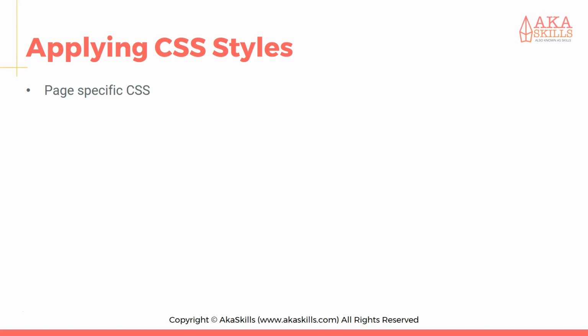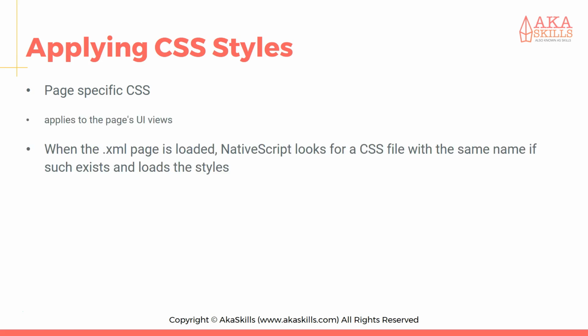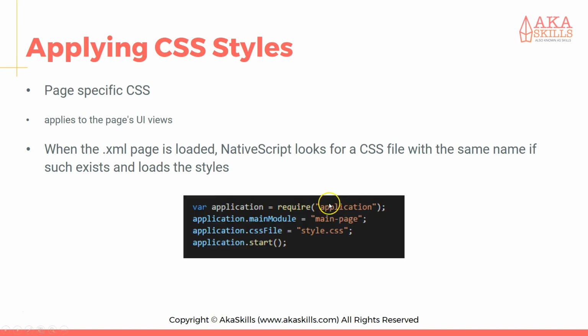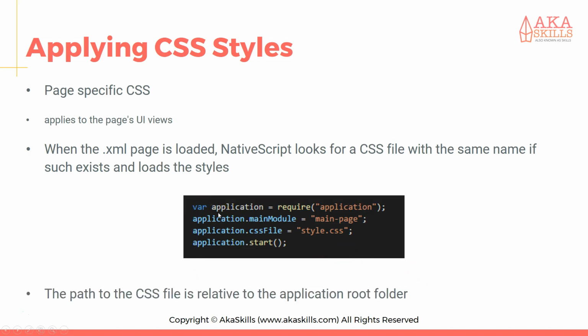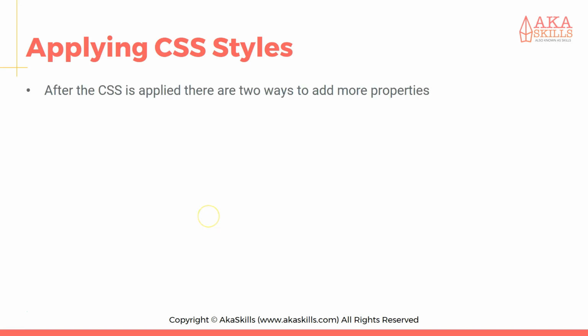The path to the CSS file is relative to the application root folder. Page specific CSS we can apply to page UI views only, and when the .xml page is loaded, NativeScript looks for a CSS file with the same name, if such exists, and loads the styles. So again we have the same code, and the path to the CSS file is relative to the application's folder.